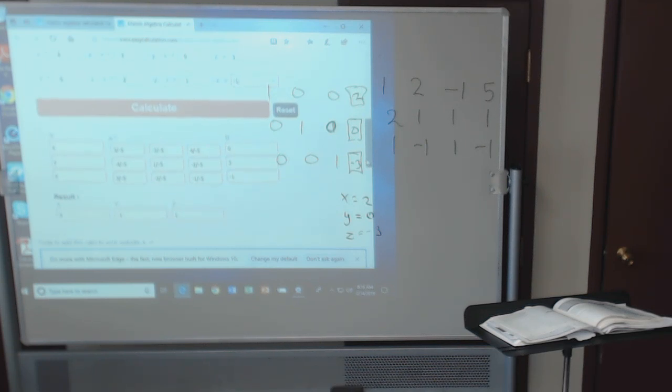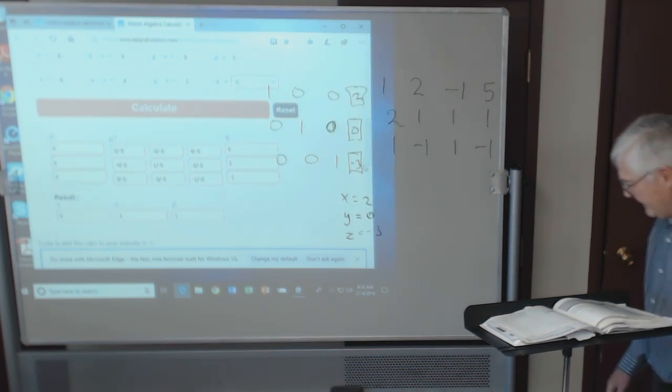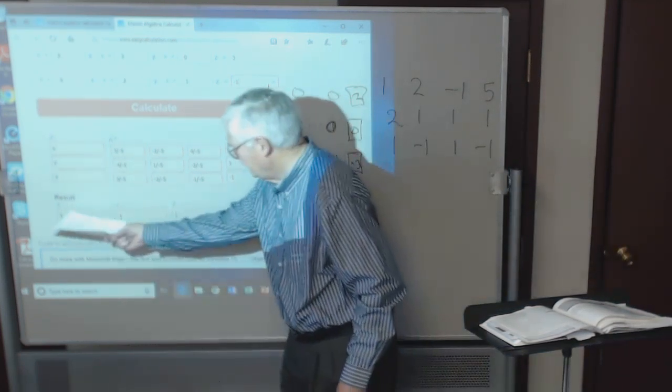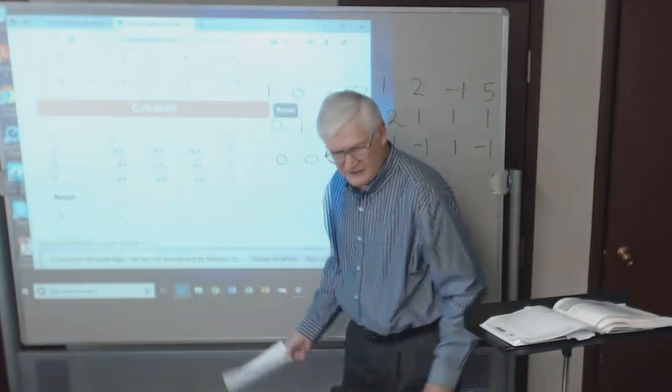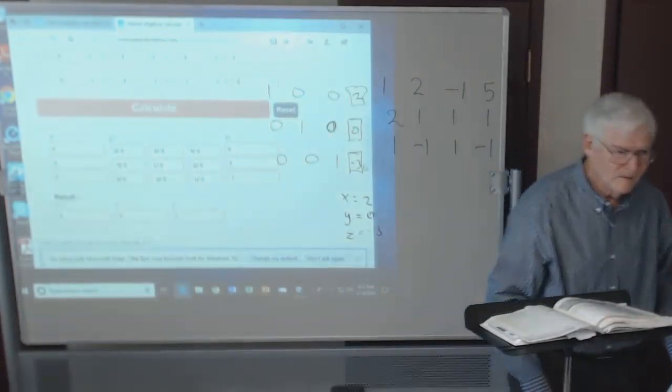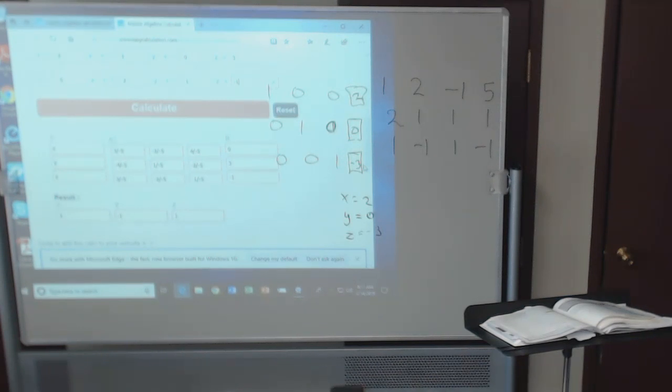3, negative 1, and 1. X is 3, Y is negative 1. You see that down there? X is 3, Y is negative 1, and Z is 1.